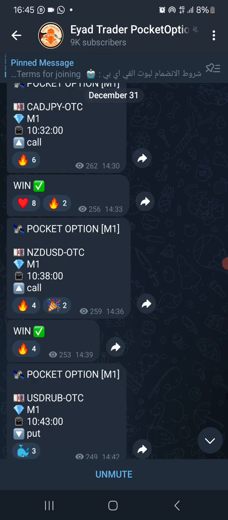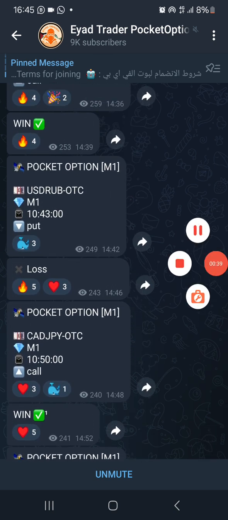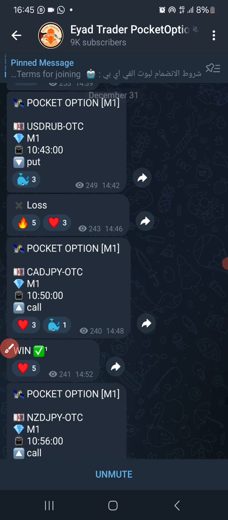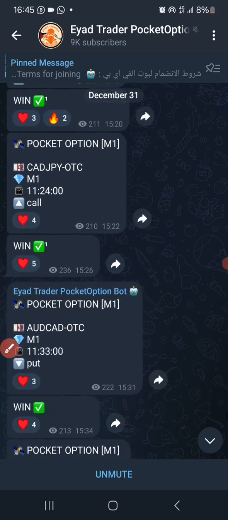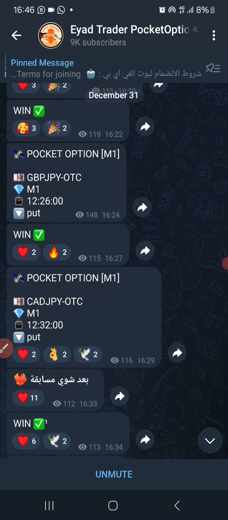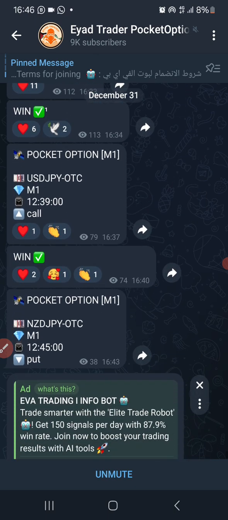Okay, so we can see one loss here, right? You can see a loss right over here. Okay, let me show you. This is a loss here, right? So you can see that the winning rate is higher than the losses. Now why am I saying this? In essence, this forest robot has a better winning rate.